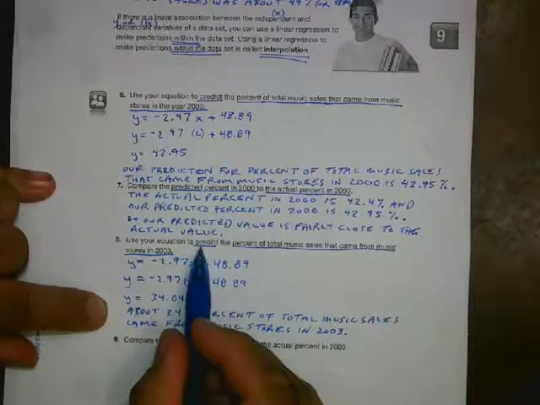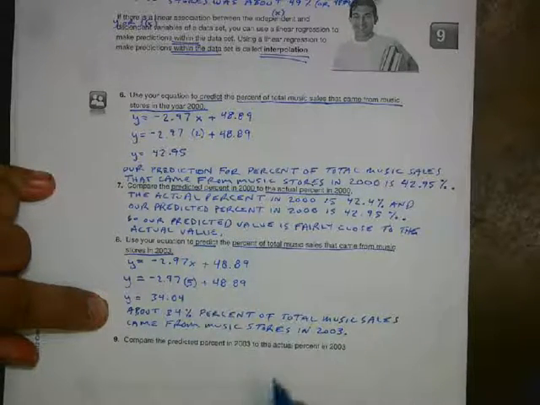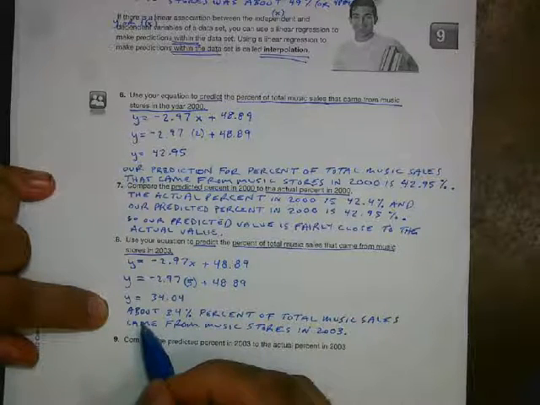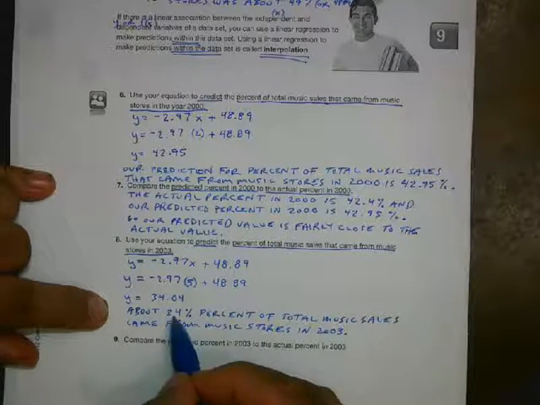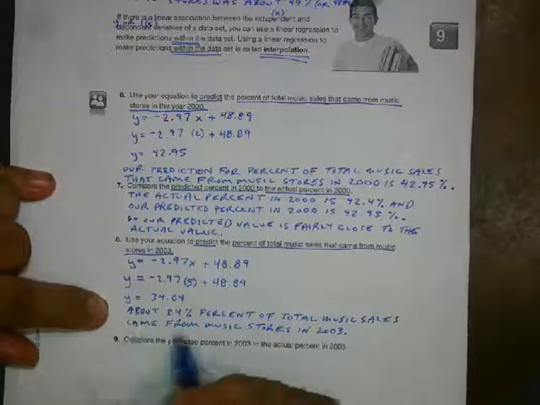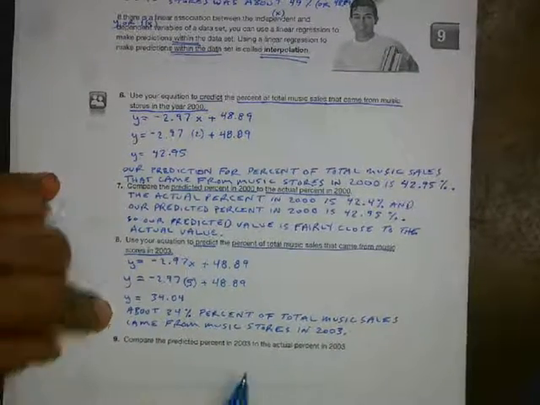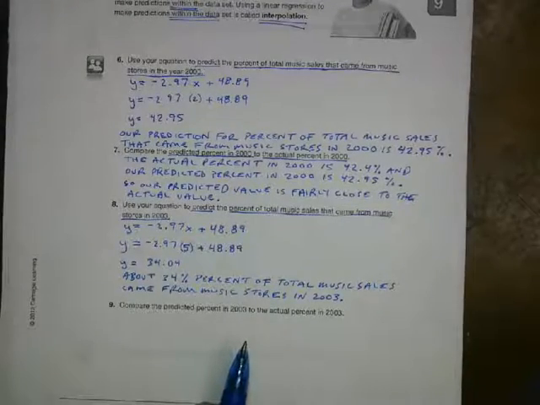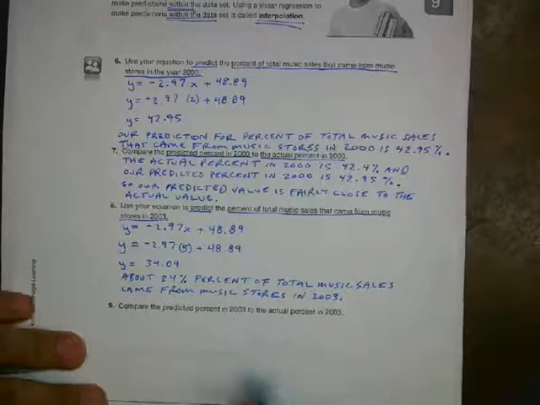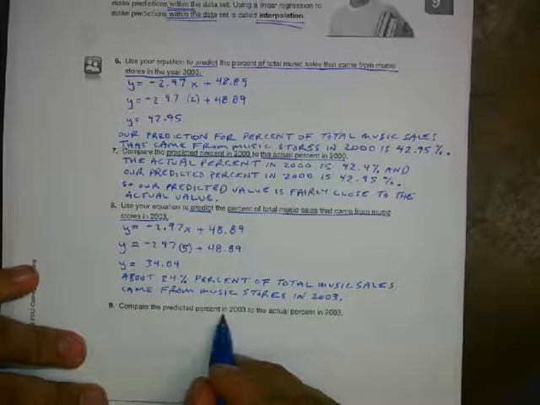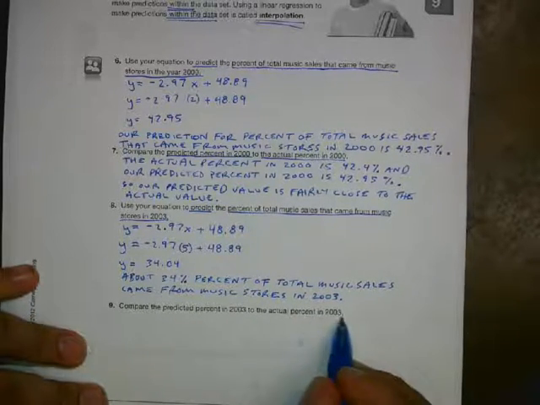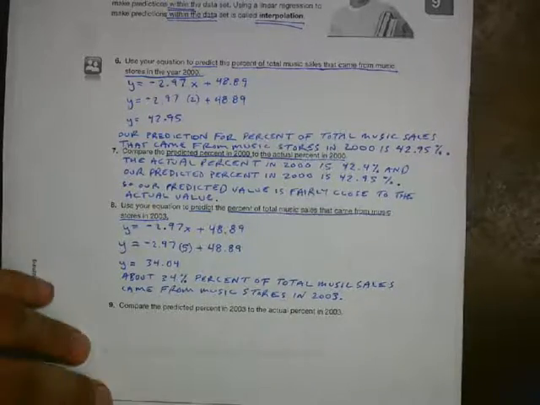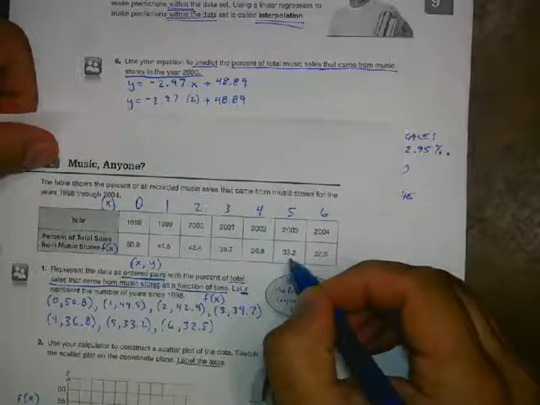I forgot to use the word predict this time. But basically our prediction is about 34% of total music sales came from music stores in 2003. Okay, and for the next question there, compare the predicted percent in 2003 to the actual percent in 2003. Okay, so the actual percent in 2003 was 33.2.